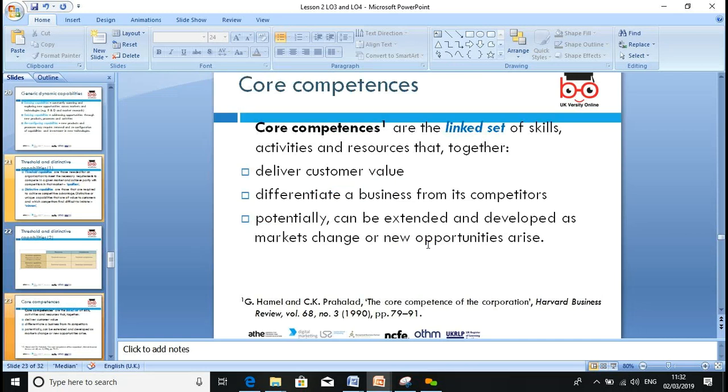So, core competencies: what are the core competencies required? If we want to launch a successful product, we need to look at whether we can produce the product. We may have a lot of ideas, but maybe we don't have the skill or competency to implement it. We have knowledge, ability and capability, but we don't have the competencies to implement it, and that can create a problem. It is a linked set of skills, activities and resources that together deliver customer value.